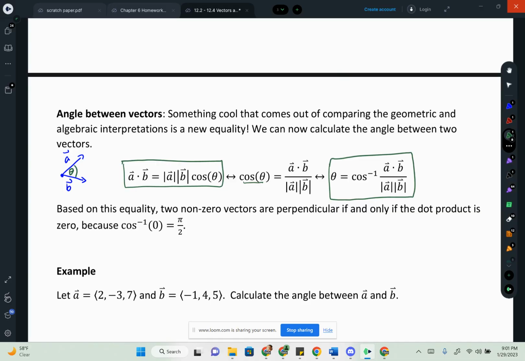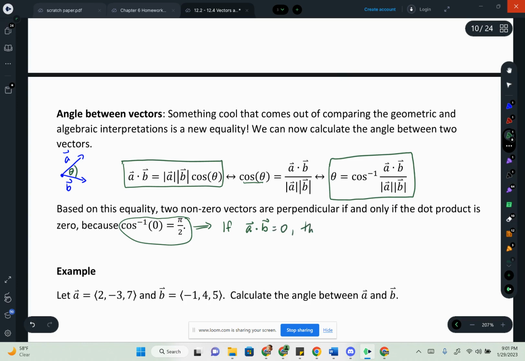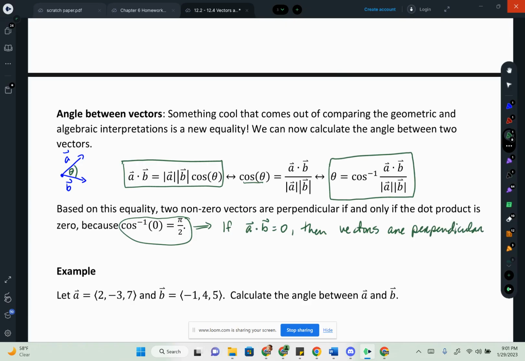Now, remember that cosine inverse of 0 is going to equal pi halves. So that implies if A dot B is equal to 0, then the vectors are perpendicular. And I've got that stated before there. I say two non-zero vectors are perpendicular if and only if the dot product is 0. And then I say it another way: if the dot product is 0, then the vectors are perpendicular.